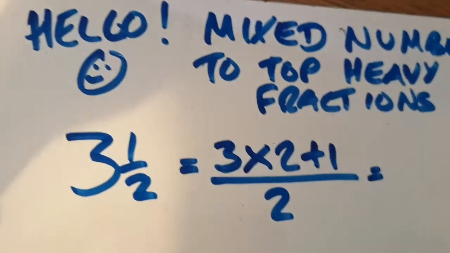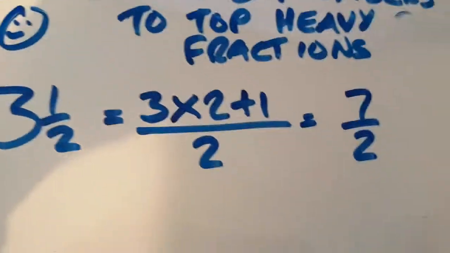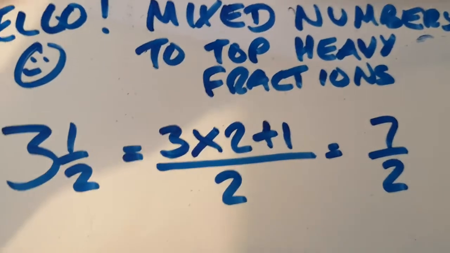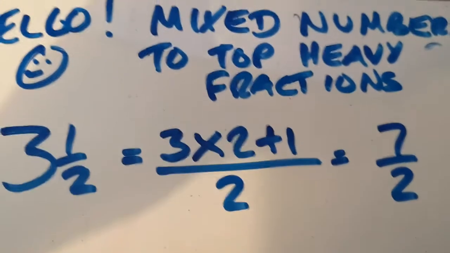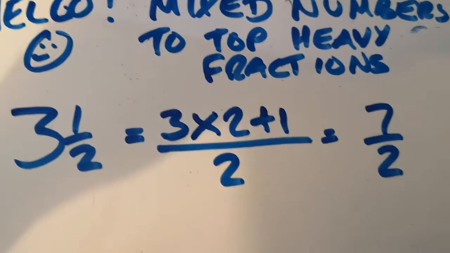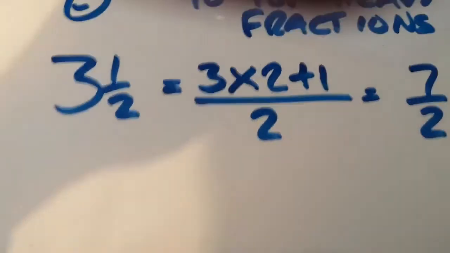3 times 2 gives me 6, plus 1 gives me 7. So the answer to that would be 7 over 2. 3 1/2 is equivalent to 7 over 2. Which would be right, because if you think about it, there'll be 6 halves making up 3, or 3 wholes, and there'll be a half left over. So 7 over 2 would definitely equal 3 1/2.